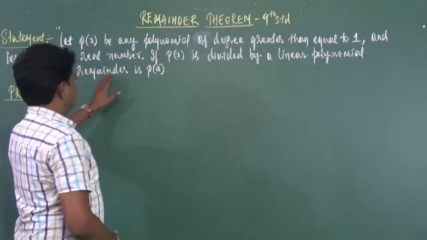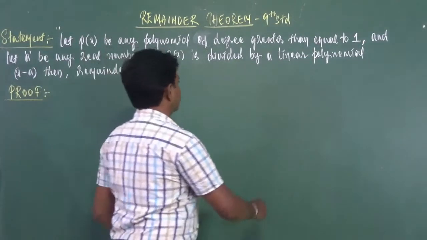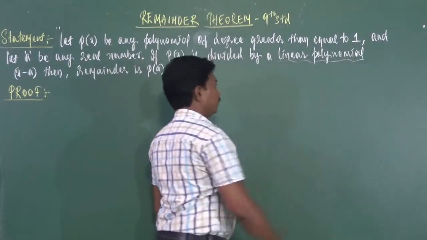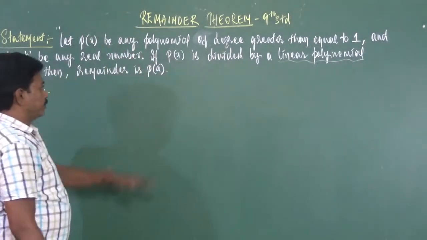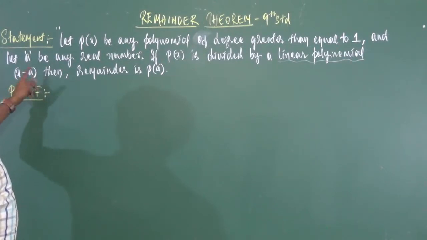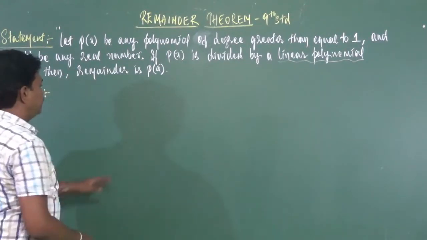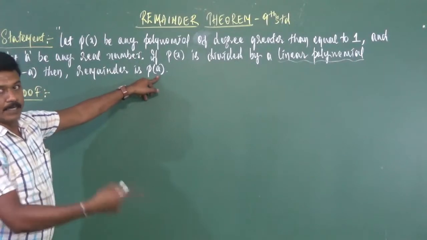Then if p of x is divided by a linear polynomial x minus a, this is very important here. Most of the students get confused. You have to divide the polynomial p of x by a linear polynomial. If that linear polynomial is in the form of x minus a, where a is the real number here, like x minus 3, x minus 1, x minus 2, x plus 1, x plus 3, x plus 10, something like that. When it is divided by a linear polynomial x minus a, here x is the variable and its degree is 1, therefore this is called a linear polynomial. Then the remainder will be p of a.